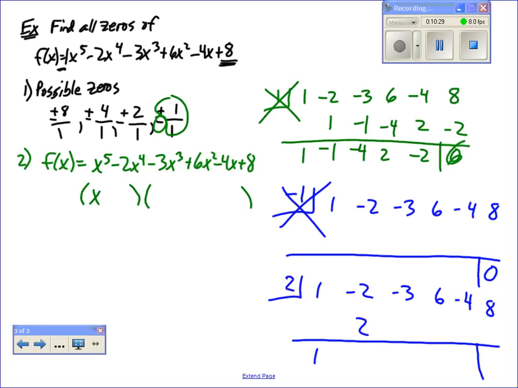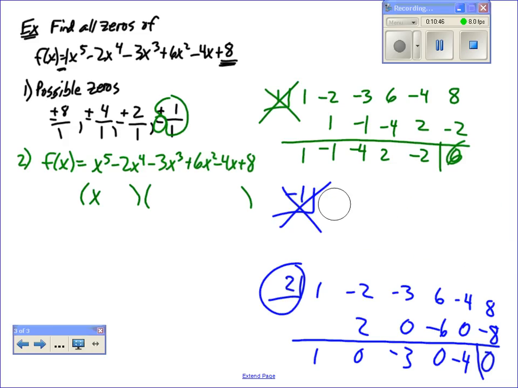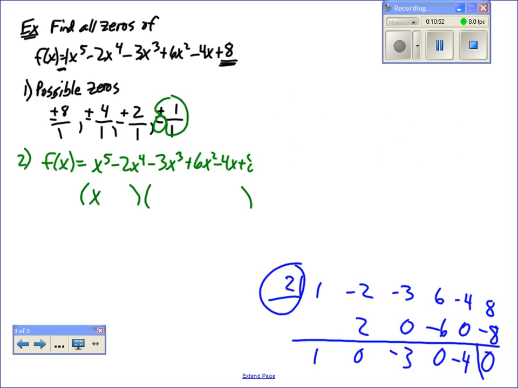Okay, so 1, 2, 0, 0, negative 3, negative 6, 0, 0, negative 4 times that 2, negative 8. Aha, there it is. Ooh, that means on my graph, let me erase some of this. On my graph, I know I hit right there too. So I know x minus the 2 is a factor, right? And now I put my answer right in here.